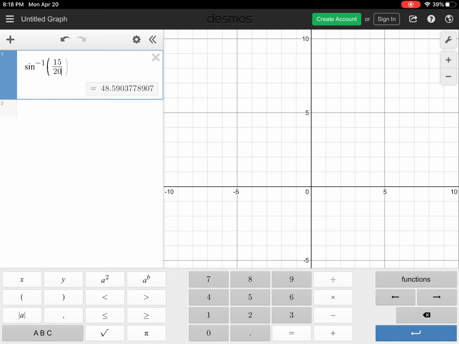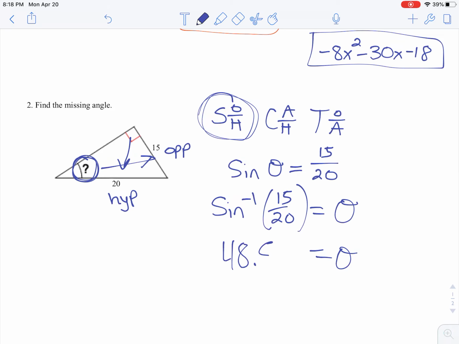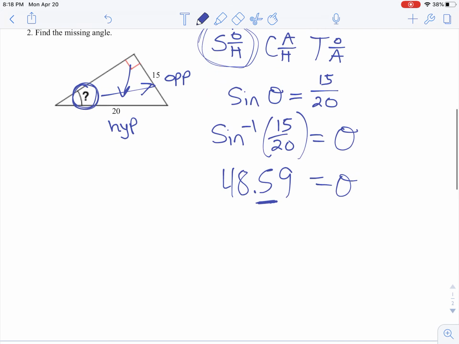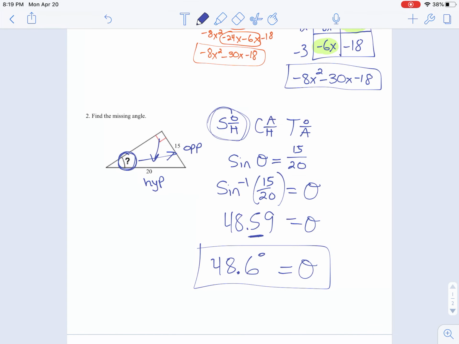48.59. So theta equals 48.59. Usually I have you round to the nearest hundredths position. So let's go ahead and say our answer is 48.6. We have to round up since 9 is bigger than 5. And so that would be the measure of our angle that we're looking for.